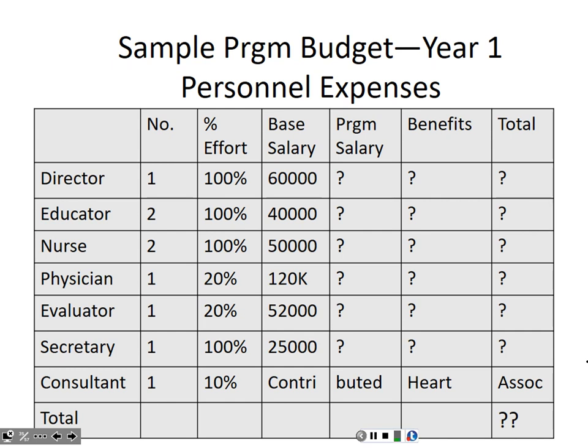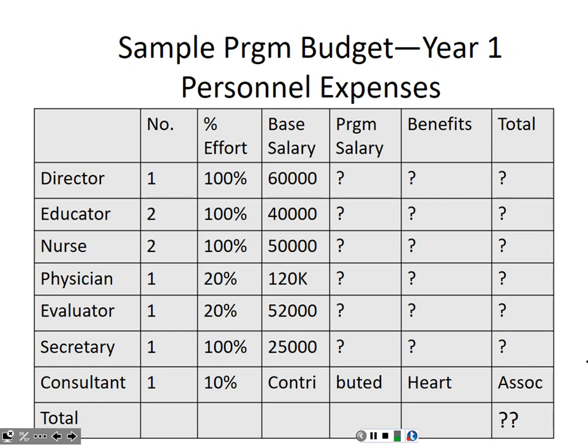So how do we go about developing our personnel budget? Again, we start by identifying our team members and the percent effort that every team member will need to allocate to our program. So in this case, we're saying we need a full-time director who will allocate 100% of her time and effort to our program. We need 2 health educators who will deliver, again, health education programs at our schools in Washington County, and they will each allocate 100% effort to our program.